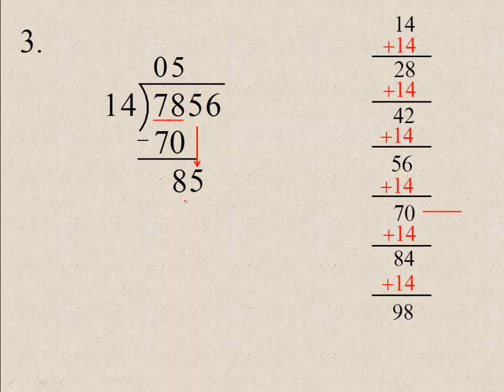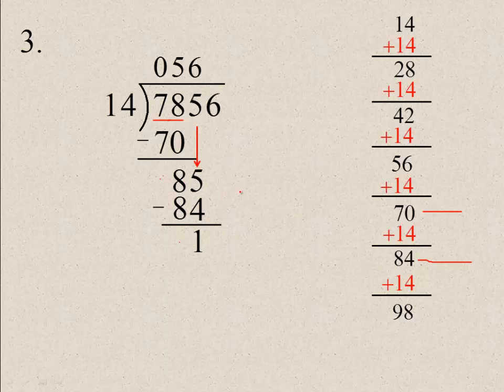Can 14 go into 85? Yes, it would. Look at the number that is equal to 85 or the closest number to 85. In this case, it is 84. 14 can go into 85 how many times? 1, 2, 3, 4, 5, 6. Correct. 6 multiplied by 14, there's the answer here. It's equal to 84. I subtract again. 5 minus 4 is equal to 1. 8 minus 8 is 0.